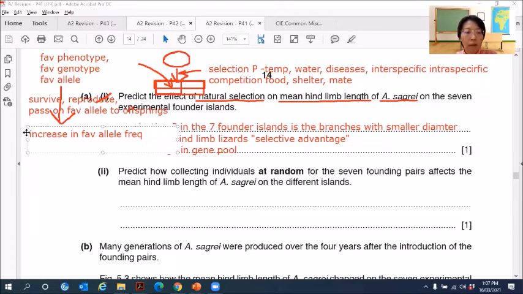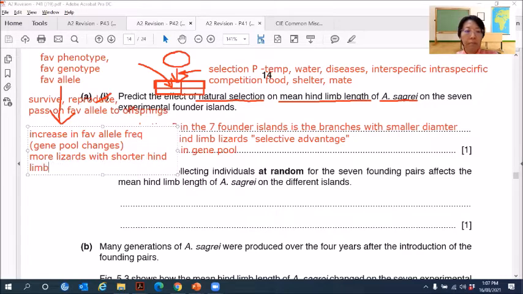Therefore there will be a change in the gene pool. Overall, what you can see in the phenotype of the population is there will be more lizards with shorter hind limbs.